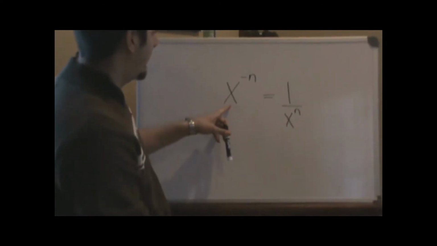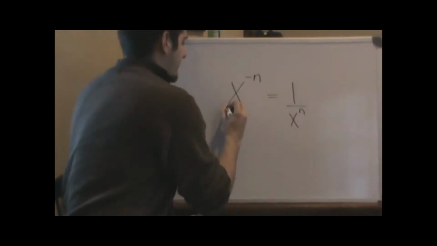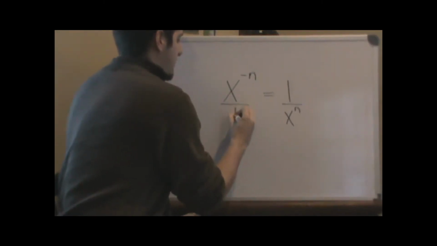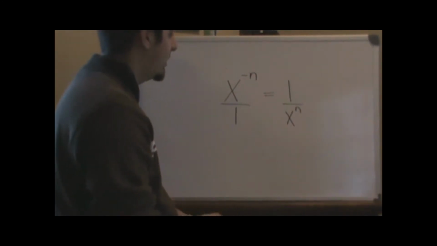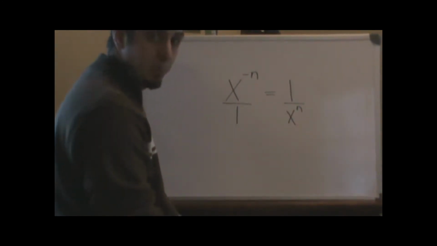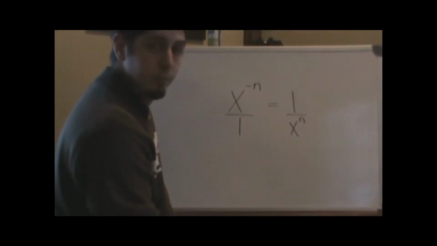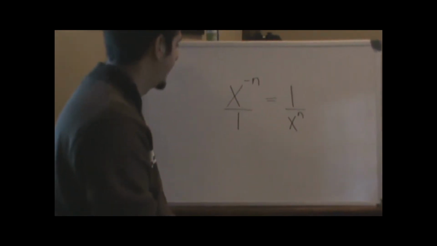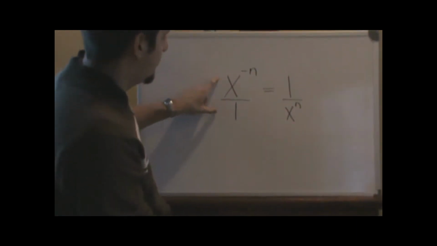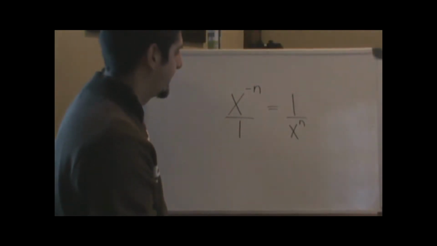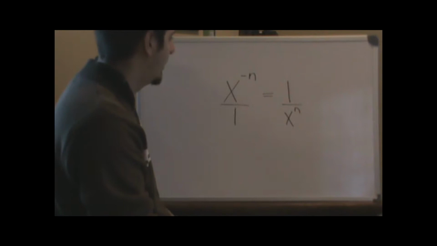Now, the thing about x to the negative power is you can also put it over 1. Anything that's not in fraction form, if you want to put it in fraction form, you can always put it over 1, and it will be a fraction. So, if you take a look at these two fractions we have here, they're equal, which means they have the same value. Okay?